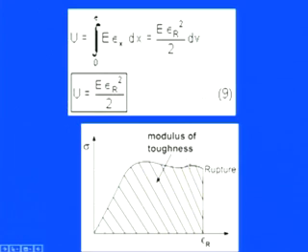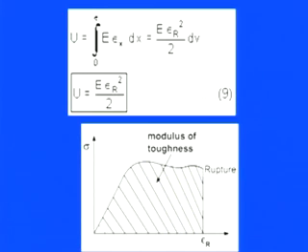And if you want to calculate it, we have u, which is the integration from 0 to e of E into epsilon x into dx. Since epsilon x is now replaced by epsilon r, it becomes E into epsilon r square divided by 2 into dV, the whole volume, because it is up to the failure. So the modulus of toughness is equal to E into epsilon r square divided by 2.